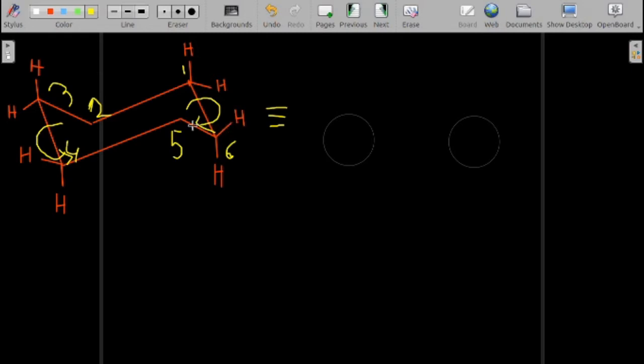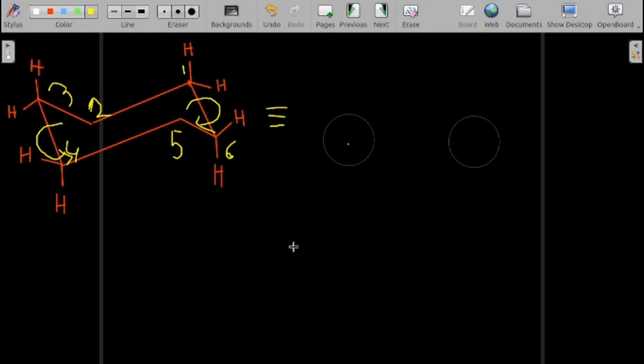So for the first Newman projection, this is 3 and 4. We will consider the Newman projection between carbon 3 and carbon 4. Here you can see that this axial hydrogen and this axial hydrogen are anti to each other, and these equatorial hydrogens are anti to each other.